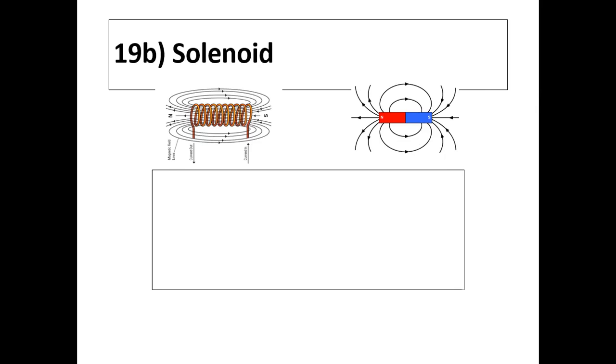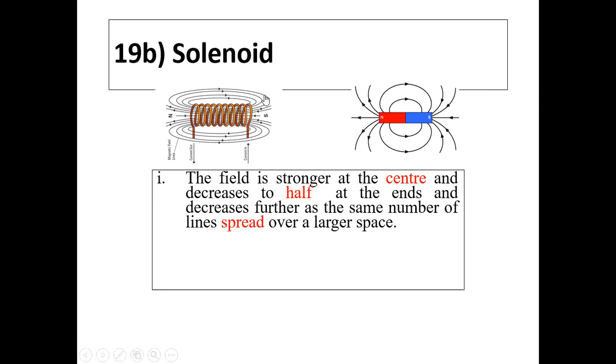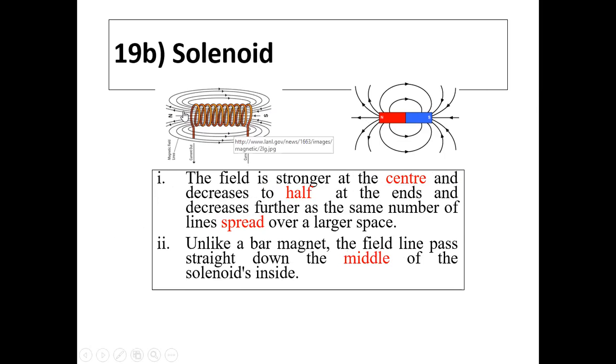Right, you compare the solenoid and the magnet. The field is stronger at the center and decreases to half at the ends, and decreases further and further away because it can spread over a bigger area. Along this area it becomes smaller. Half here, inside there is B, stronger at the center. Right? The field doesn't pass through the magnet, but for the coil, it will pass through. There's a difference.